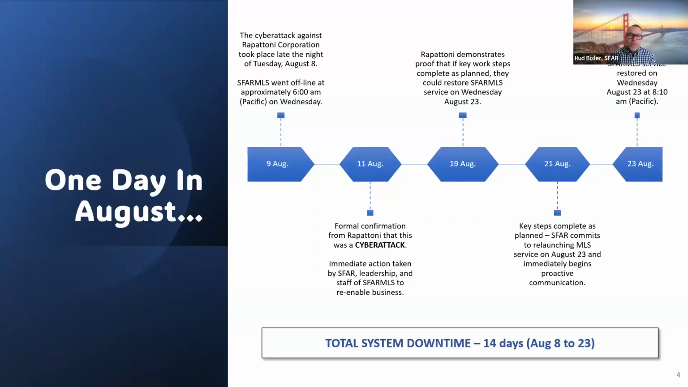There was still restoration and things that needed to come back online, specifically photos and some other items. So what we're looking at is a total system downtime of about 14 days between August 8th and the 23rd. That's well within the 99.9% uptime that Rapattoni has within our contract. That doesn't mean we aren't continually having negotiations and discussions with Rapattoni about that. But that's the long and short of it. About 14 days of downtime, and let's get into what happened.